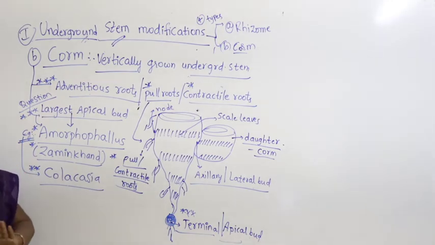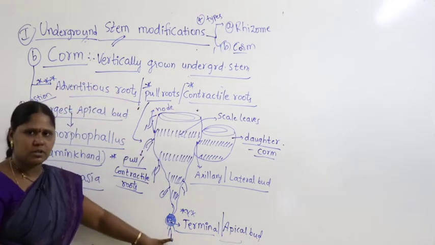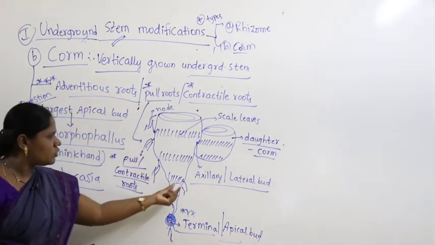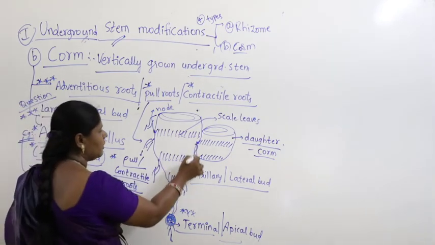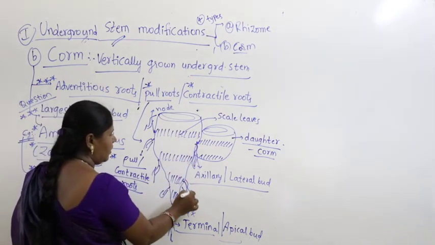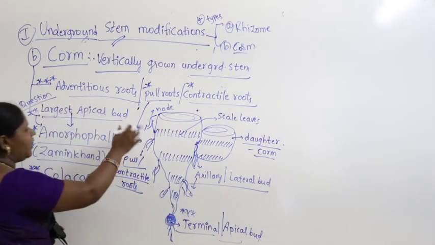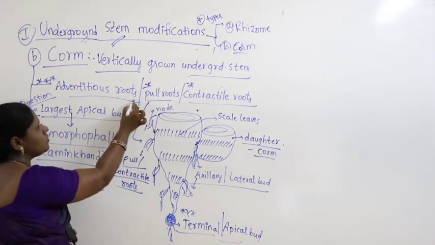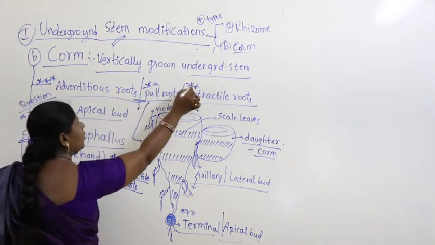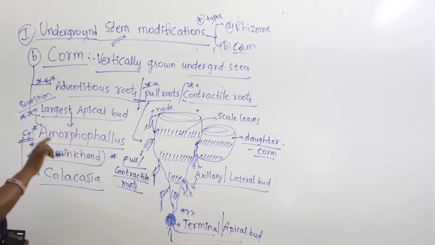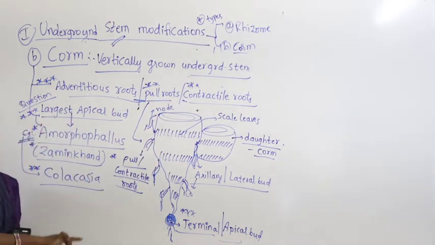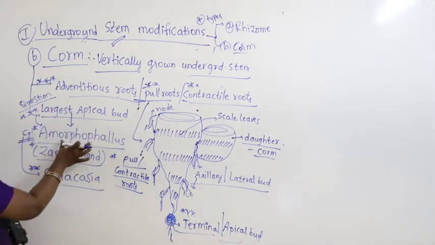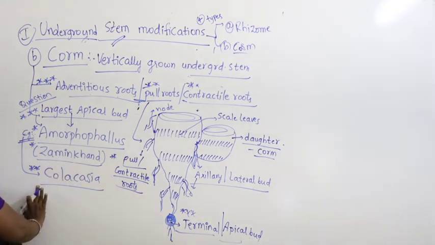Got it? So I repeat again, corm is a vertically growing underground stem and it contains what? Adventitious roots. These adventitious roots, no doubt they arise from the axillary bud or lateral bud. But these roots will pull the corm to grow vertically down. Adventitious roots are also called pull roots, or contractile roots. They are absent in rhizome, the previous one, but present in corm. And the largest apical bud is Amorphophallus, Zamin Khan, and the other one is Colocasia.